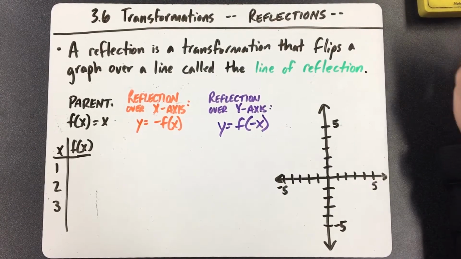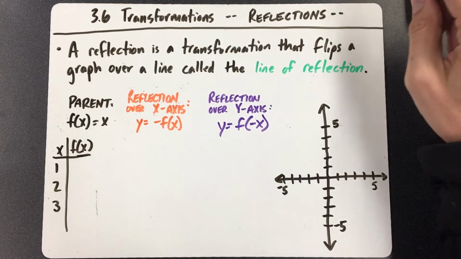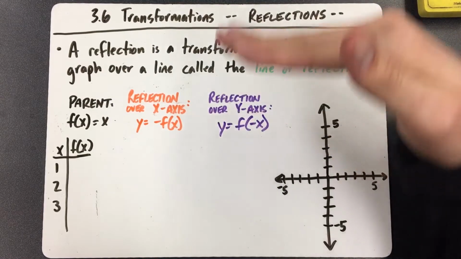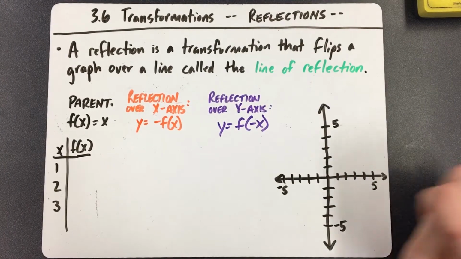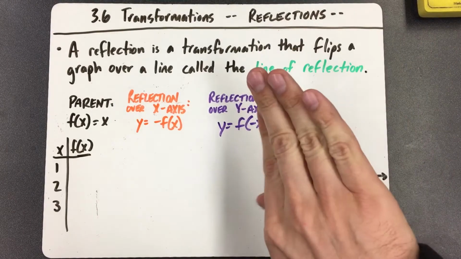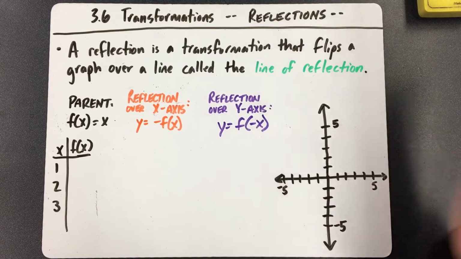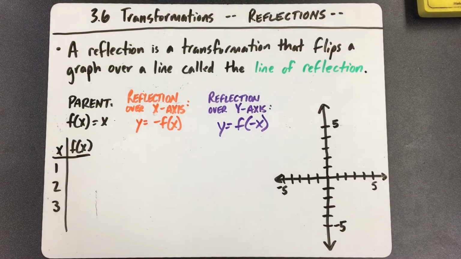So today we're going to move our focus from the translations where we move something up or down or right or left. Now we're going to focus more on reflections, where you take a line and you flip it right over the x-axis or you flip it over the y-axis, whichever way you need to flip it.